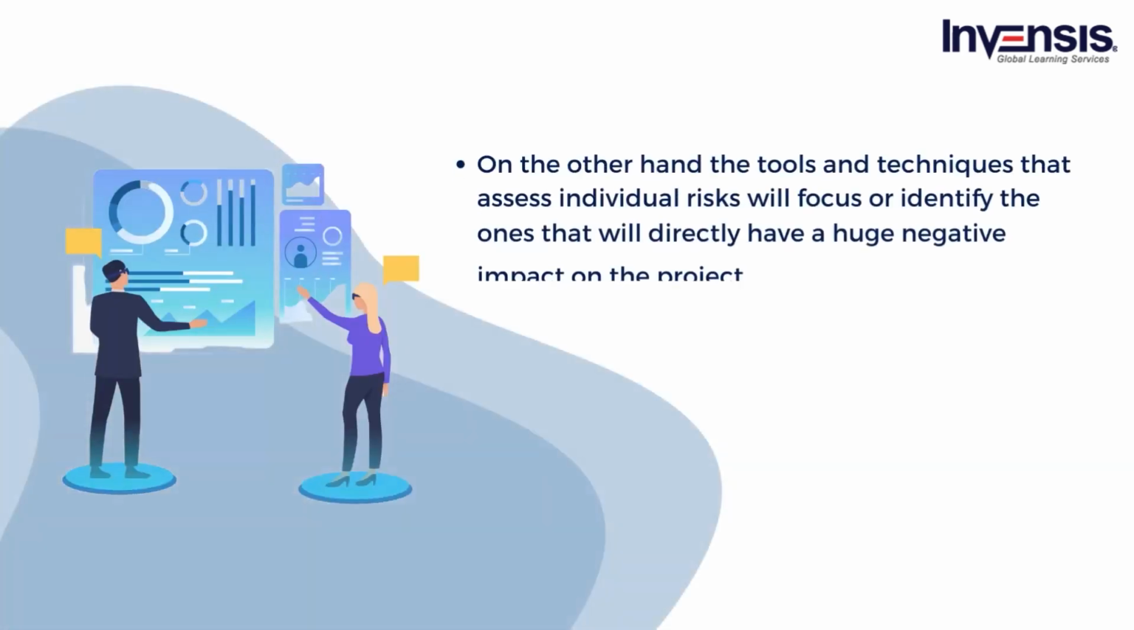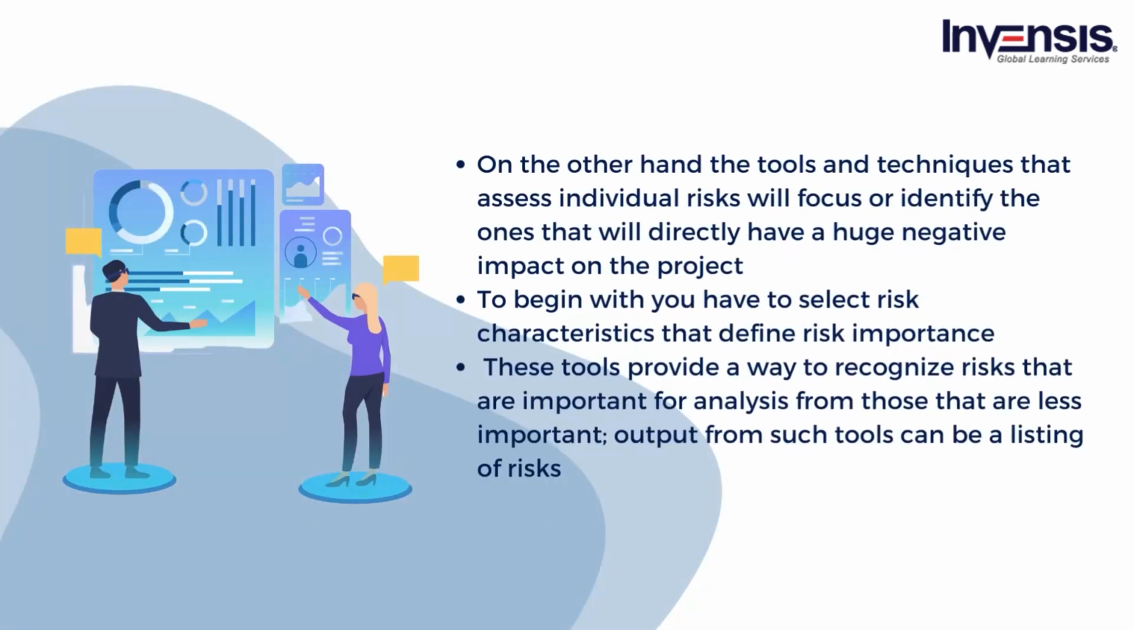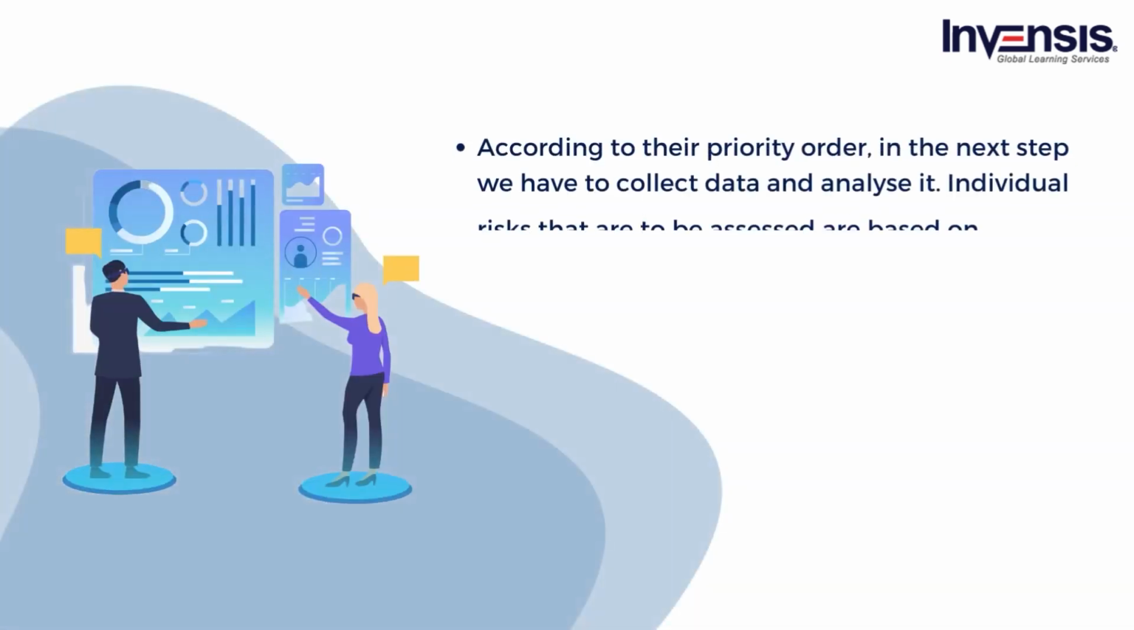On the other hand, the tools and techniques that assess individual risks will focus on or identify the ones that will directly have a huge negative impact on the project. To begin with, you have to select risk characteristics that define risk importance. These tools provide a way to recognize risks that are important for analysis from those that are less important. Output from such tools can be a listing of risks according to their priority order.